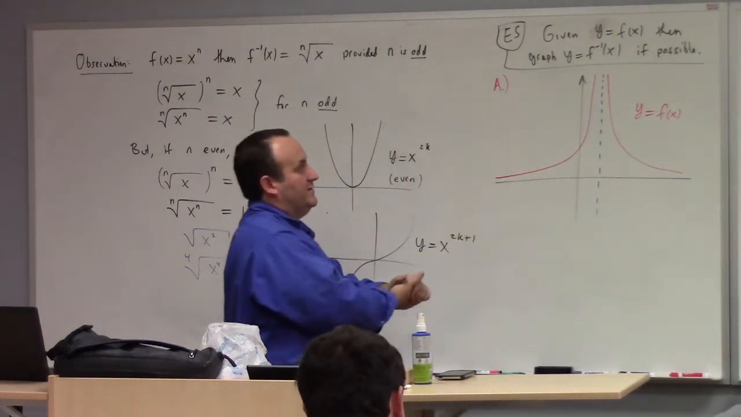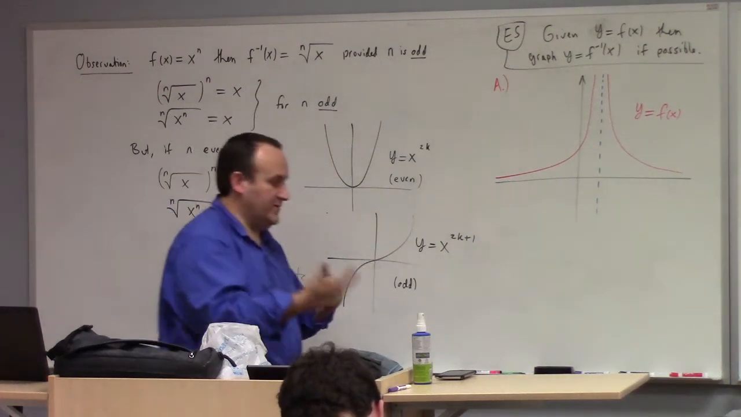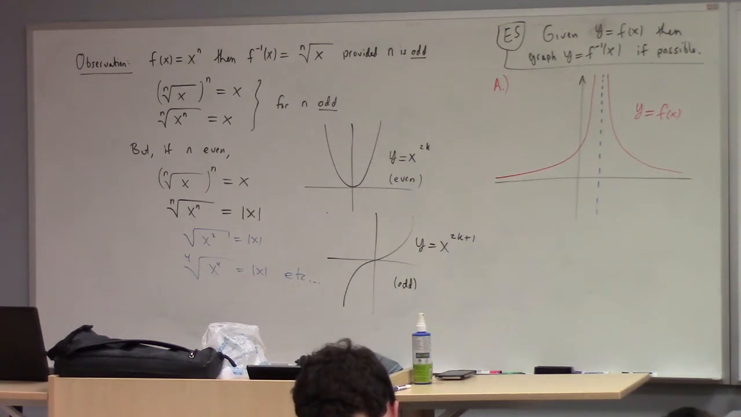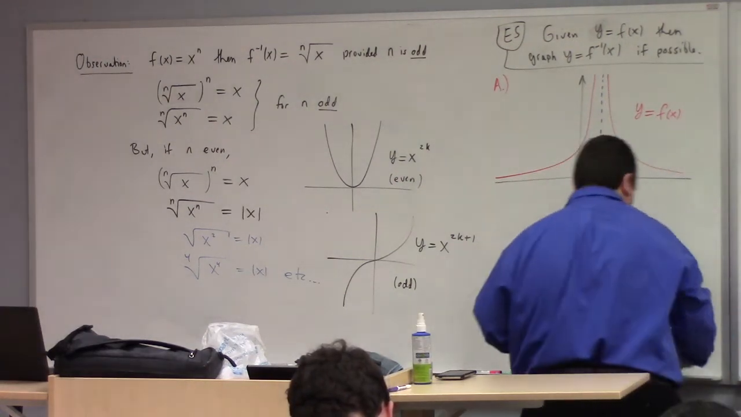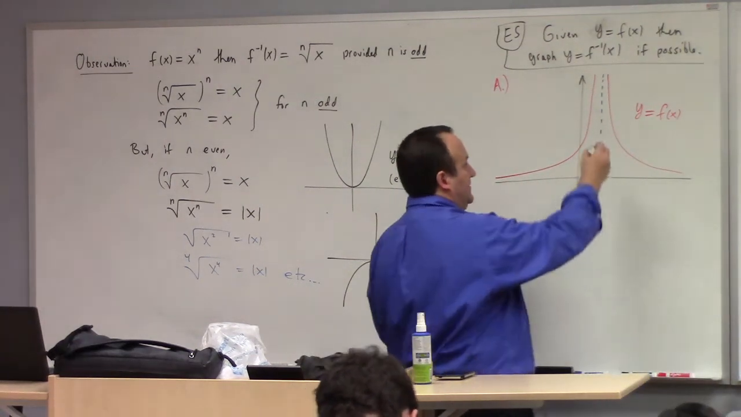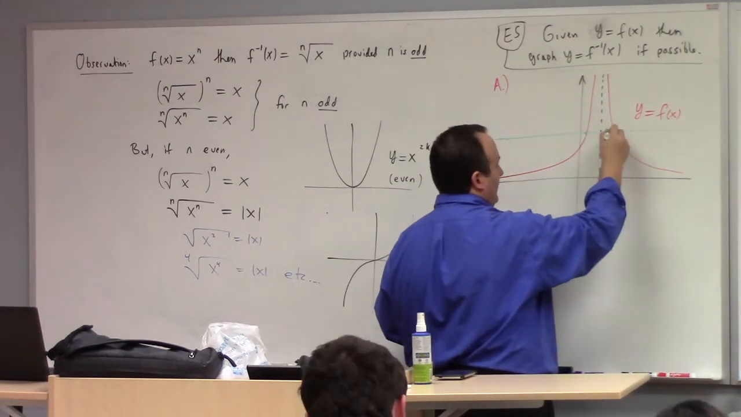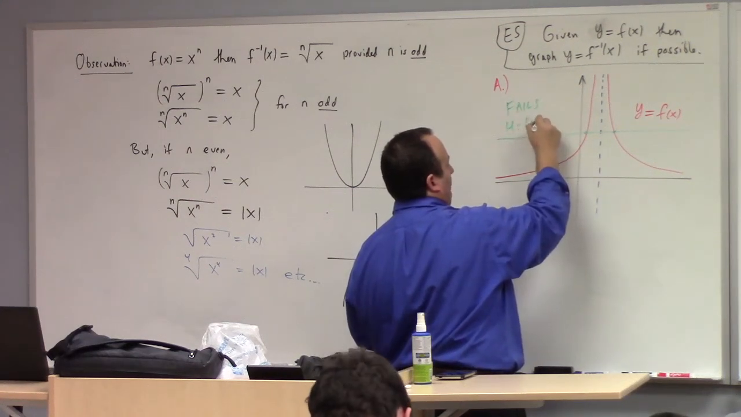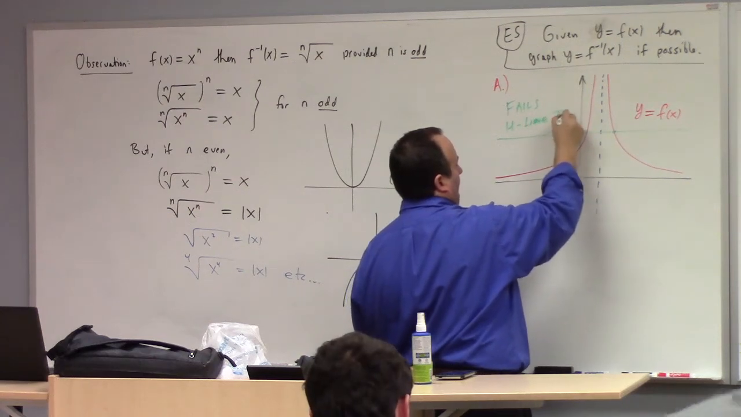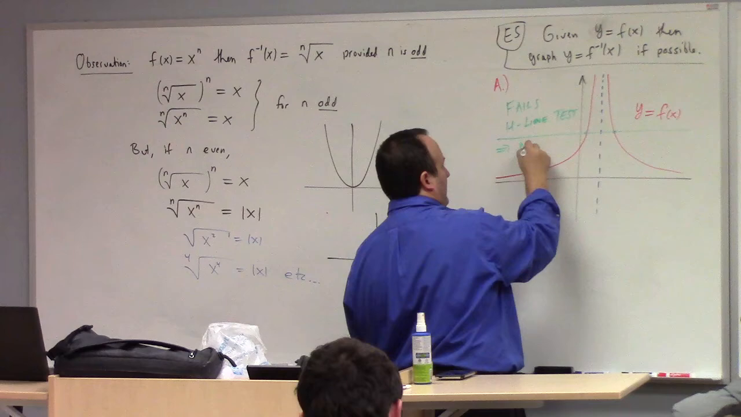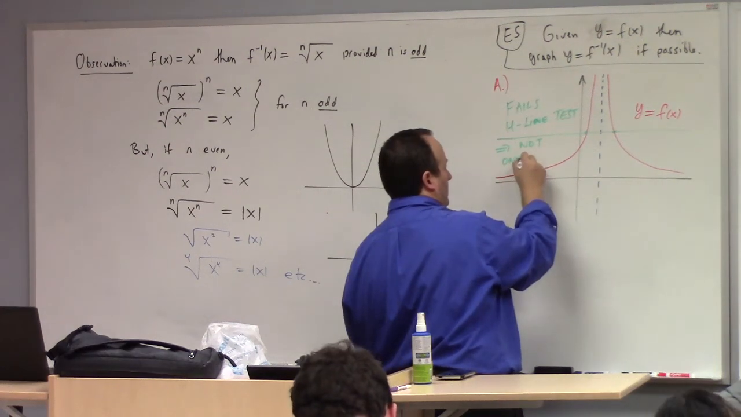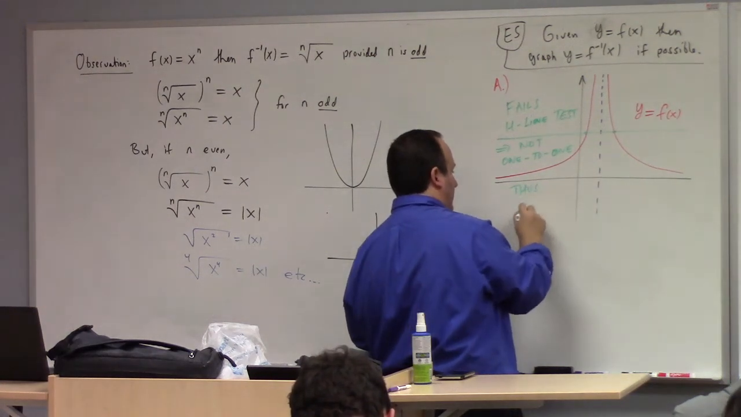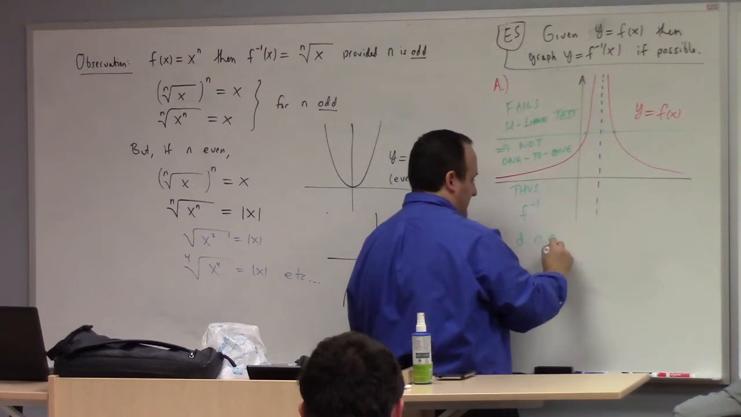So my question is, graph y equals f inverse of x if possible. I'm giving you both of these as y equals f of x, okay? A is impossible. Why? It fails the horizontal line test, right? If we take this horizontal line right here, it fails the horizontal line test. So that says not 1 to 1, thus f inverse does not exist.